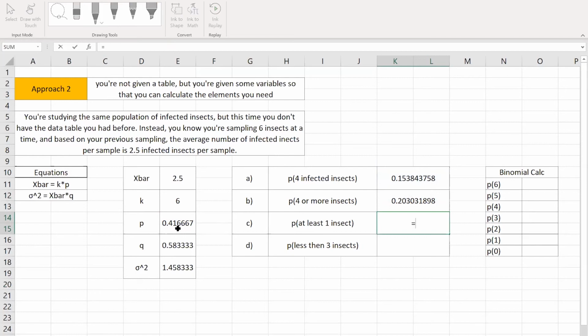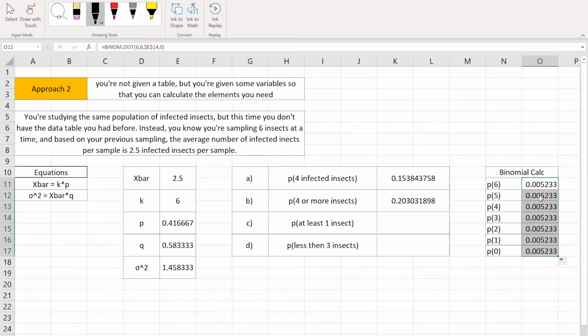Probability of at least 1 insect. Well, okay, so again, there's a couple of ways we can do that. I also have this table over here where if you wanted to, you could do all of the binomial distribution calculations first so that you can sum them like we were doing before. I'm going to anchor that cell. I'm going to drag. It's not going to be different, but I can just change these numbers here.